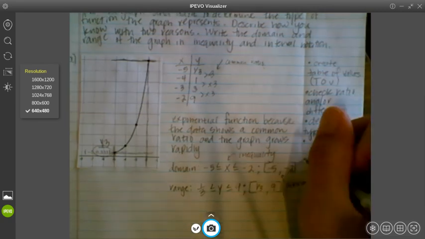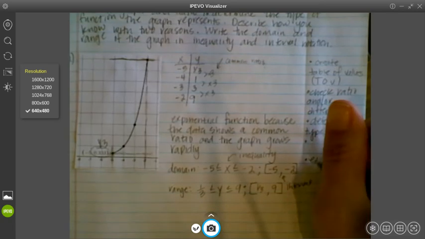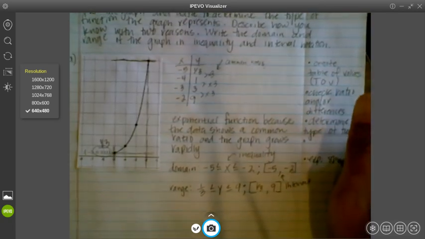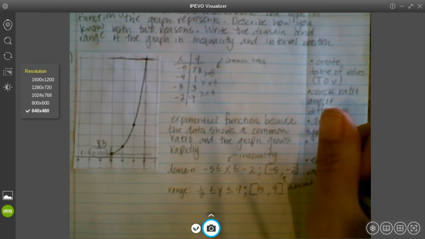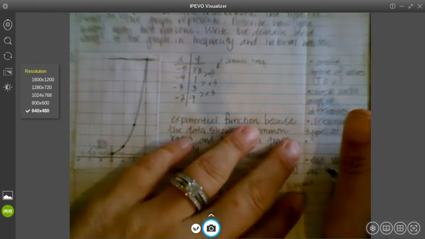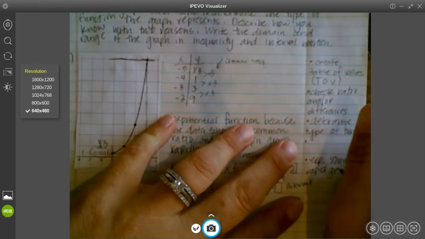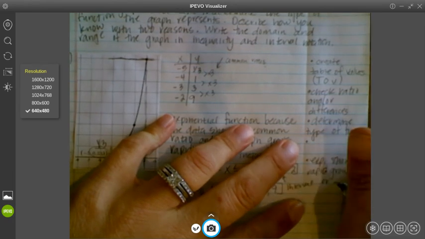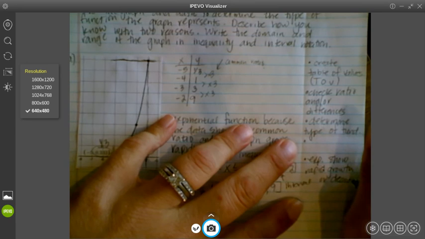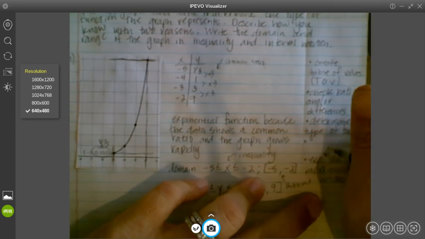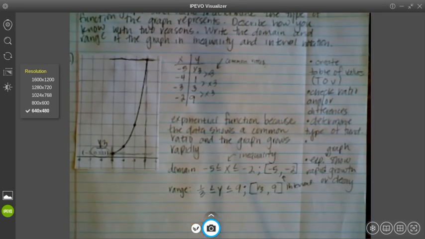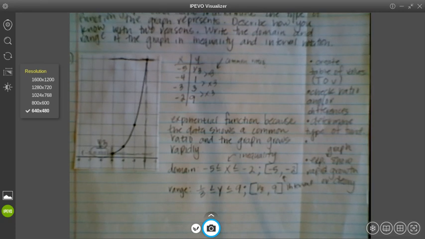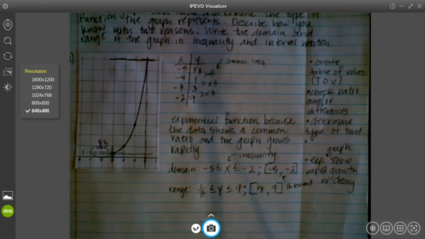The last thing I want to include in the toolbox is that the exponential function will show rapid growth or rapid decay. Exponential graph. And that is it for our first graph.